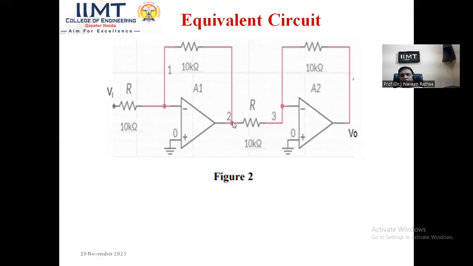This is coming positive. Diode is conducting, it passes through the middle resistor 10 kilo ohm and it goes to the inverting terminal of the op-amp A2, which gives the again phase shift and we get V0 at the output.